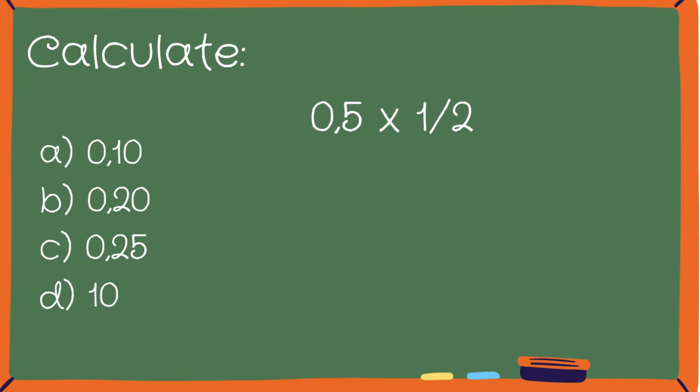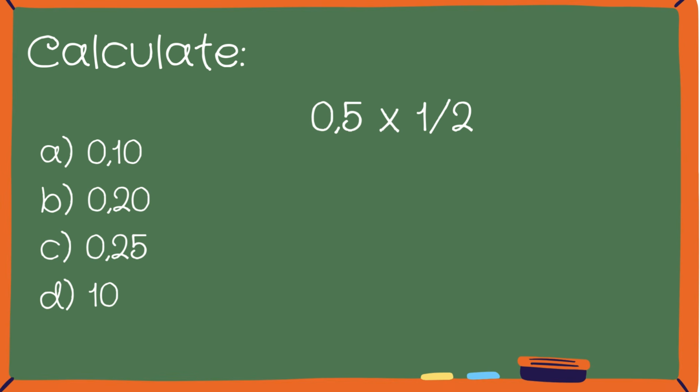Welcome to another video from your Smart Brain channel, and this time we have to do this calculation. Look at 0.5 multiplied by a half, and the alternatives are the following: 0.10, 0.20, 0.25, and 10. What is the answer? I recommend that you pause the video now, try to do the exercise, and write your answer in the comments after the video.